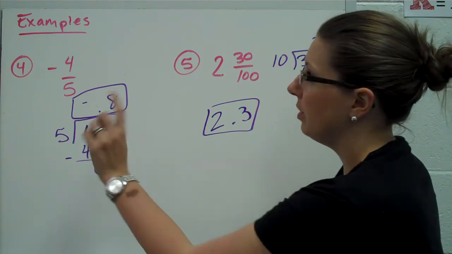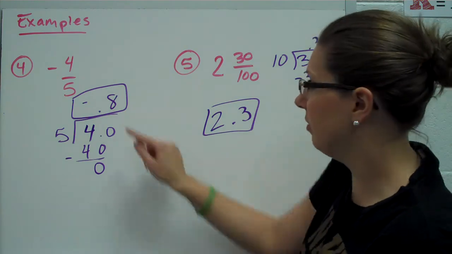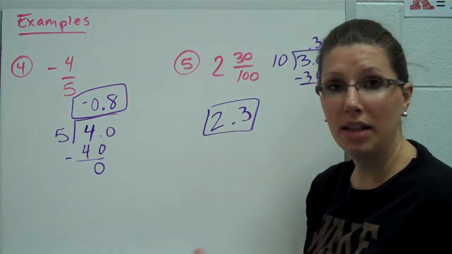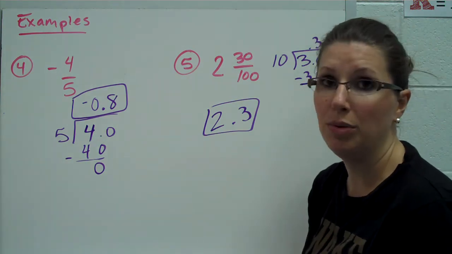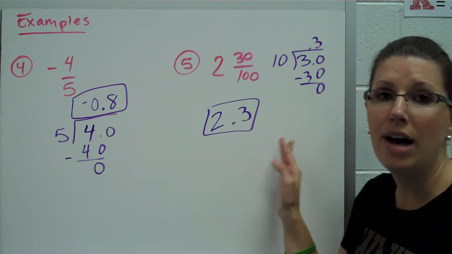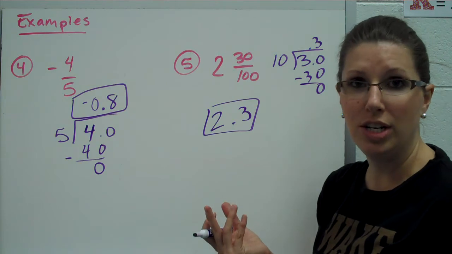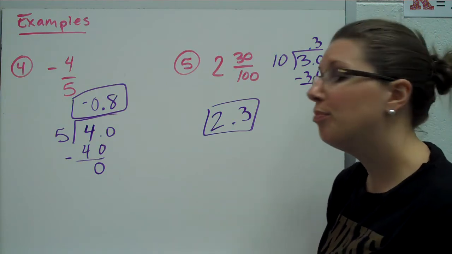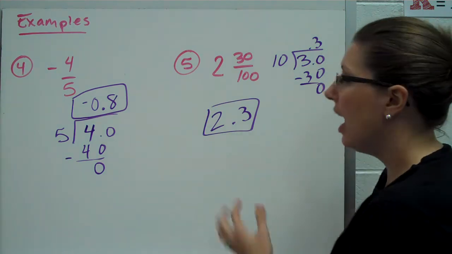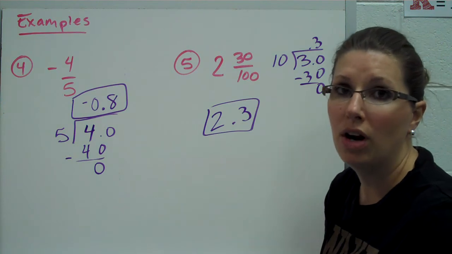Okay, for the first one, for number 4, did you get negative 0.8? Your answer might look like this, negative 0.8, and that's equivalent to what I had written previously. And then the second one, I did this one a little bit differently. I did not change this mixed number into an improper fraction. I could have, it would have been easy. But what I did is I pulled the 2 as my whole number. I pulled it down. And I concentrated on doing long division with my 30 over 100.